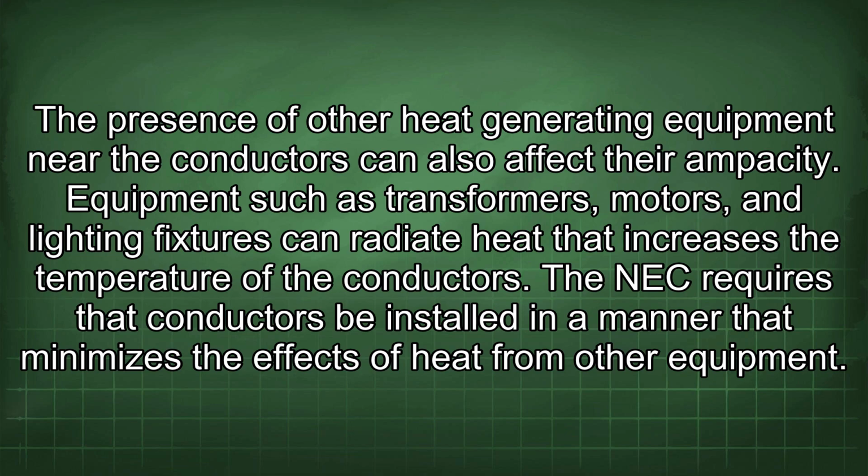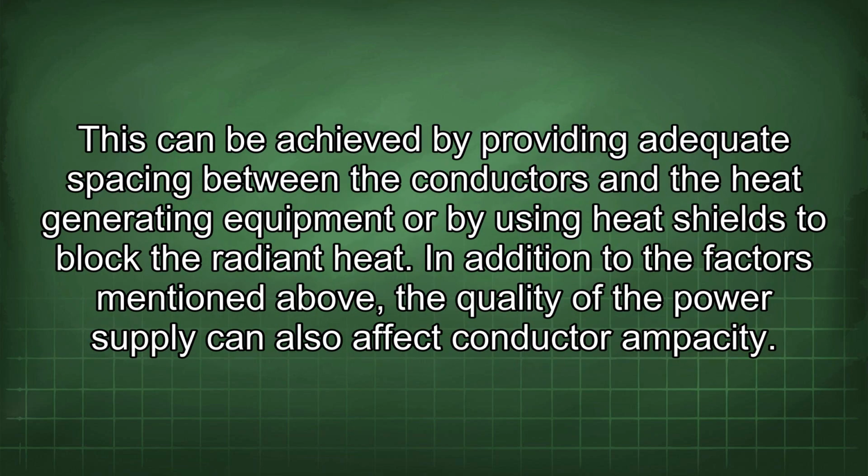The presence of other heat-generating equipment near the conductors can also affect their ampacity. Equipment such as transformers, motors, and lighting fixtures can radiate heat that increases the temperature of the conductors. The NEC requires that conductors be installed in a manner that minimizes the effects of heat from other equipment. This can be achieved by providing adequate spacing between the conductors and the heat-generating equipment or by using heat shields to block the radiant heat.